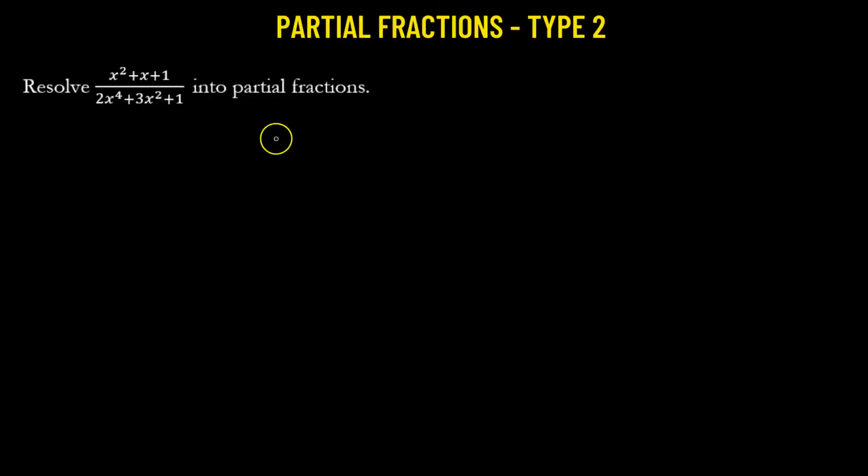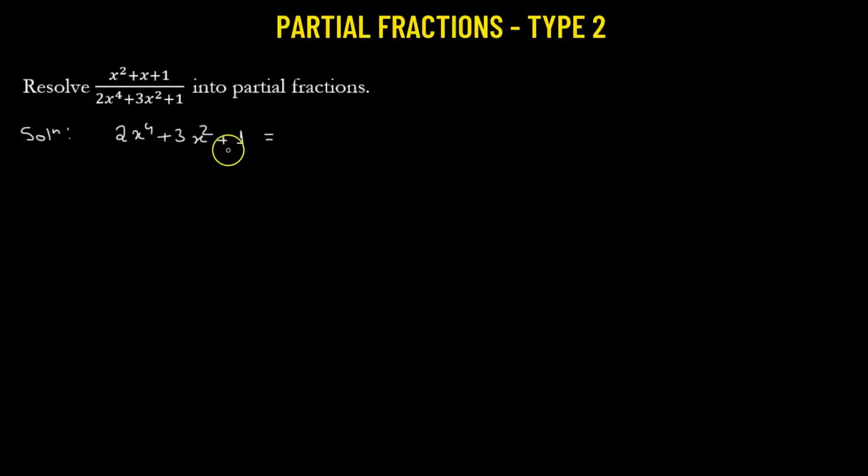So in this problem, we need to resolve the given rational fraction into partial fractions. Let us begin. What we'll have to do first is consider the denominator, which is 2x raised to the power of 4 plus 3x squared plus 1. So this is a biquadratic polynomial. We'll have to factorize it.